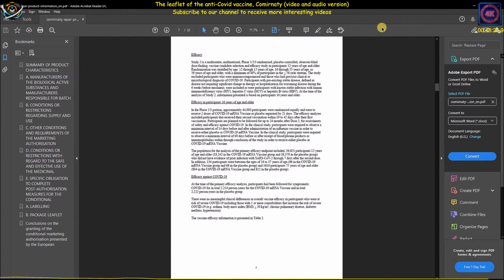In the clinical study, participants were required to observe a minimum interval of 14 days before and after administration of an influenza vaccine in order to receive either placebo or COVID-19 mRNA vaccine. In the clinical study, participants were required to observe a minimum interval of 60 days before or after receipt of blood/plasma products or immunoglobulins within through conclusion of the study in order to receive either placebo or COVID-19 mRNA vaccine.